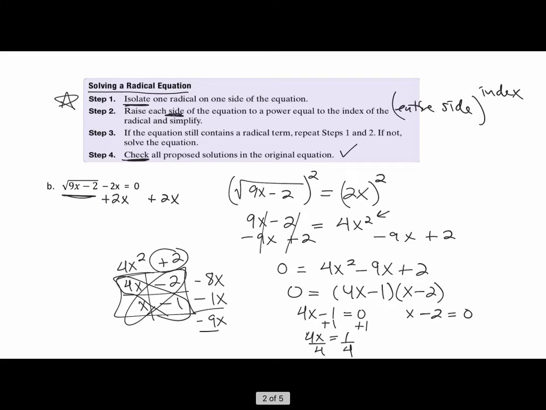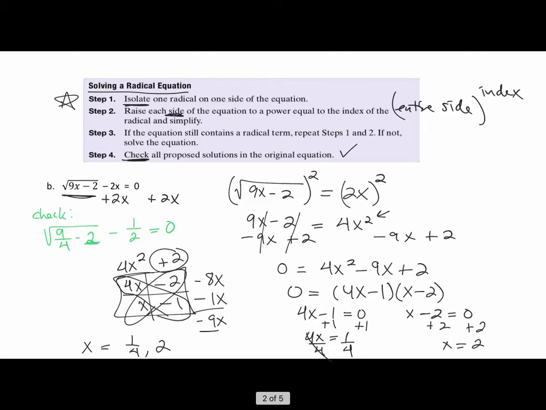So for the first, that's going to be a 1/4. And for the second, just add 2, so get a positive 2. All right, so I think I have solutions of 1/4 and 2. Let's see if there's any reason why those would not be true. So let's check those. If I use the 1/4, then 9 times 1/4 is 9/4. And let's just do 2 times 1/4 is 2/4, which is a half.